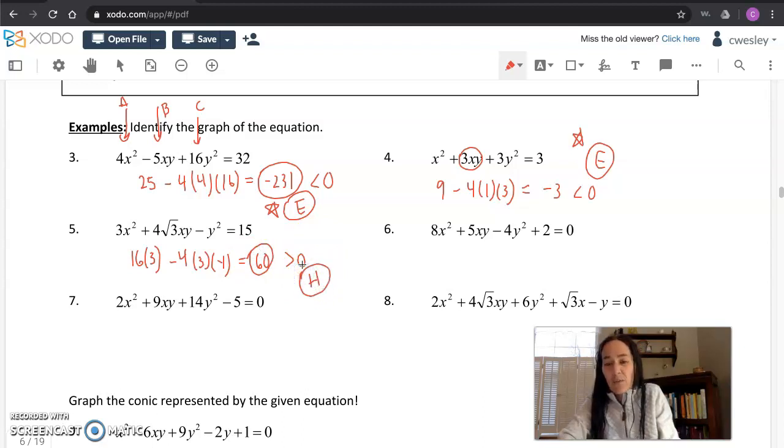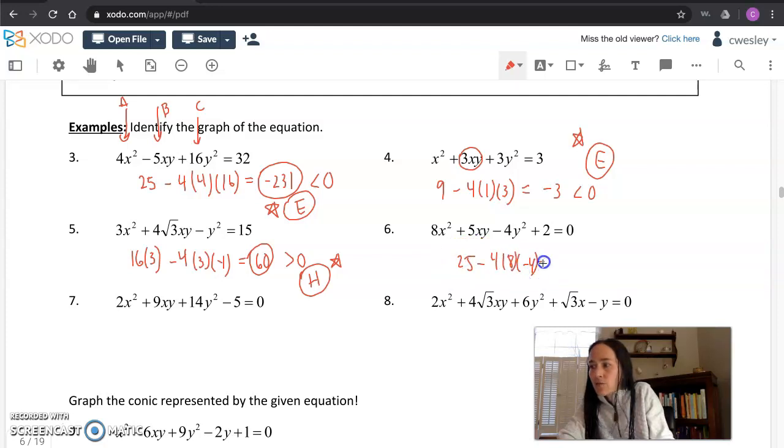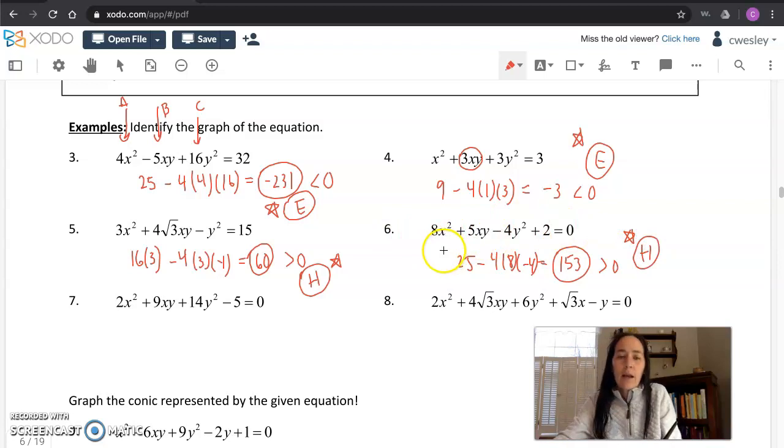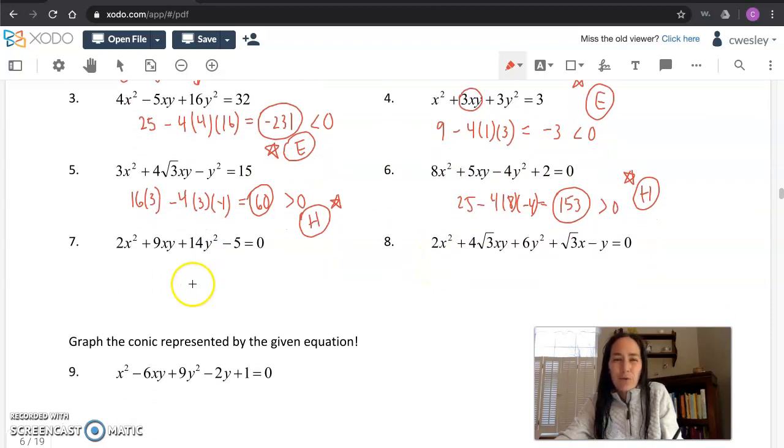Would we have guessed hyperbola? Yeah, I would have guessed it because I see that the x squared and the y squared terms have opposite signs, so not very surprising. In 6, try the plug-in, b squared minus 4ac: 25 minus 4 times 8 times negative 4, and you get 153. Greater than 0 again, another hyperbola on our hands, another one that we would have guessed. You've got opposite signs. So far nothing's been too surprising.